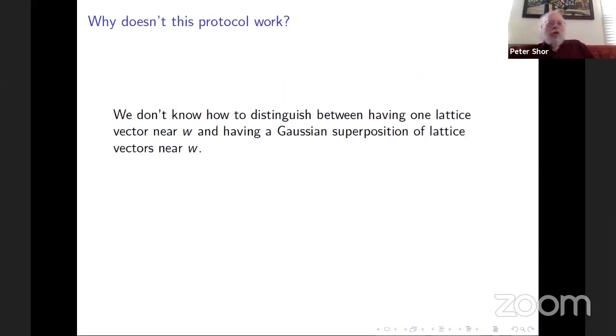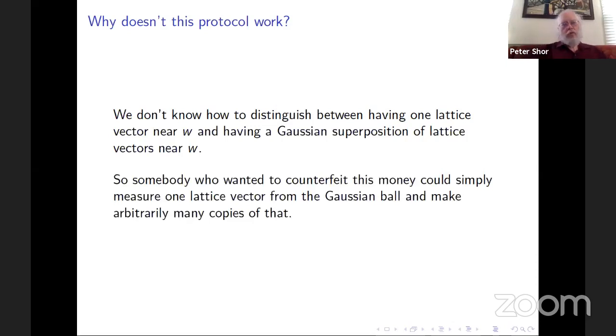So why doesn't this protocol work? Well, the reason is we don't know how to distinguish between having one lattice vector near this dual lattice point W and having a Gaussian superposition of lattice vectors near W. So what the counterfeiter could do is just measure one lattice vector from the Gaussian ball and produce arbitrarily many copies of that. And because we can't distinguish between this one vector near W and the Gaussian superposition, this counterfeiter has succeeded. So that's bad. So we need to improve this protocol.